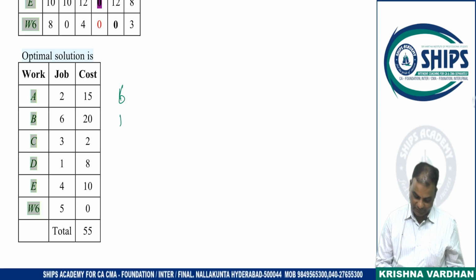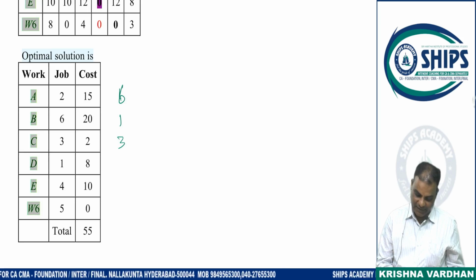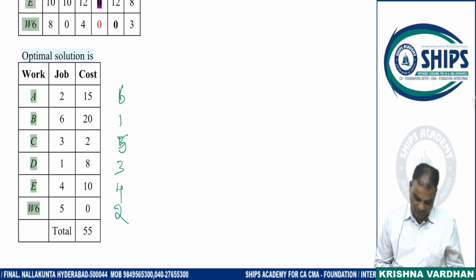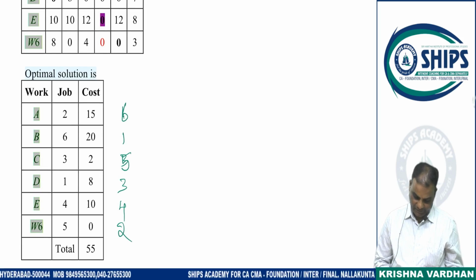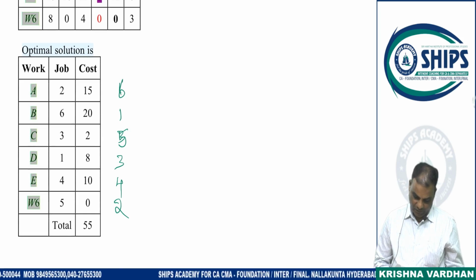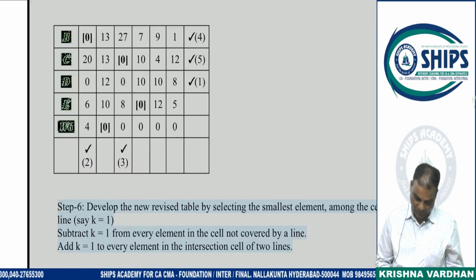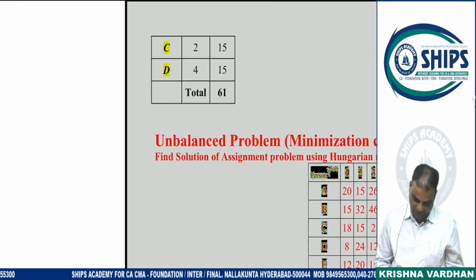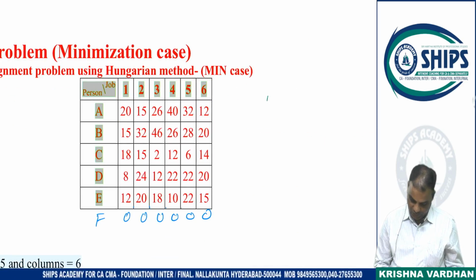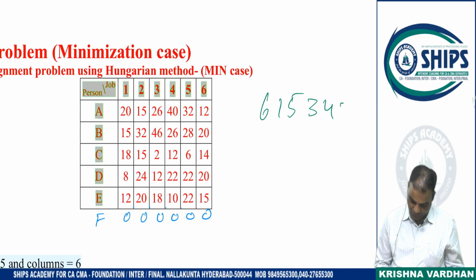Okay, 1, 3. Again tell me. Jobs 6, A, J5, J3, J4, J2. 1, 2, 3, 4, 5, 6. 6, 1, 5, 3, 4, 2.